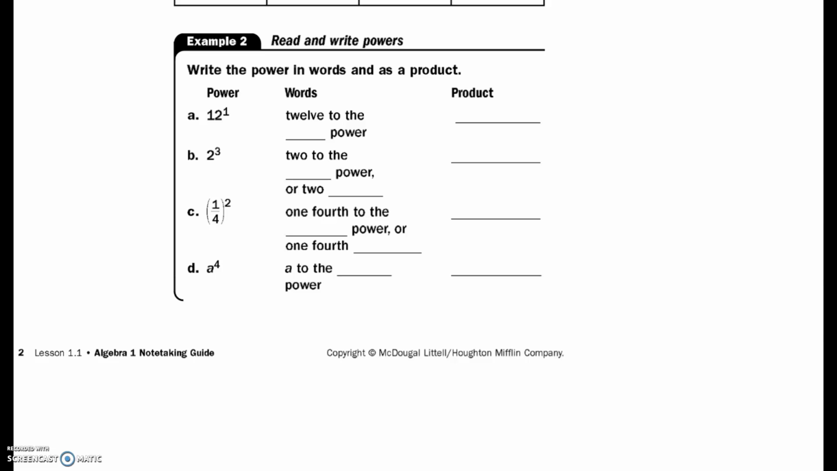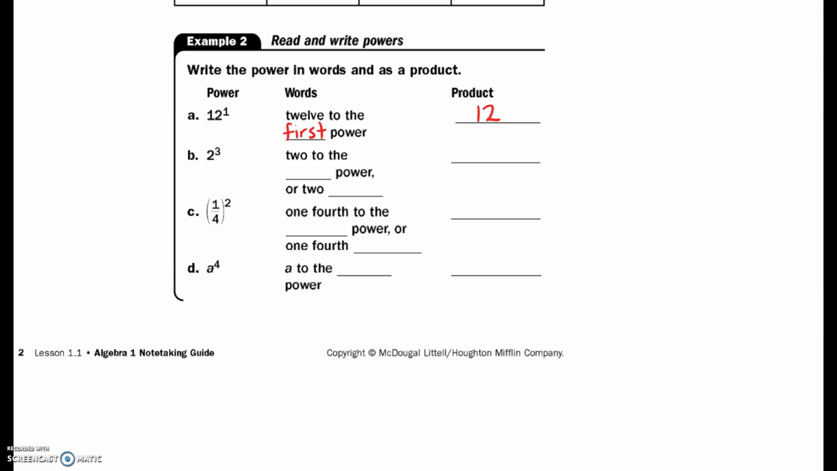So in this case, you see 12 as a base number and 1 as an exponent. What this really means is 12 to the first power. So if I'm going to write this as a product, it means I actually want to perform the operation. I have 1 times 12. Okay?